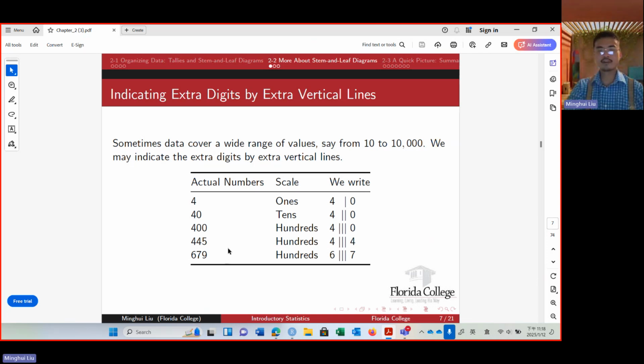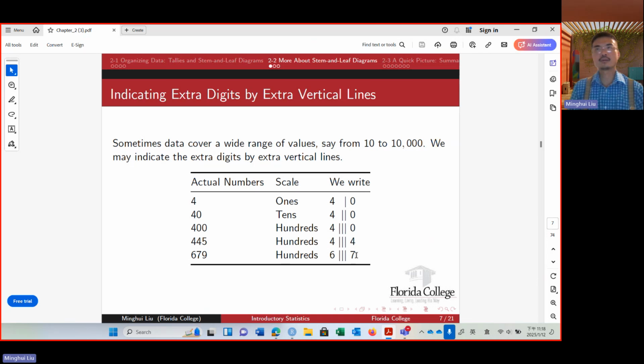How about something like 445? Well, it's still in the hundreds, 400, so we use 4 followed by 3 lines, and then we'll write the next number after 4, which is still 4. And you may say, hey, how about the 5? The answer is we don't worry about it. We don't round it up, and we simply ignore it.